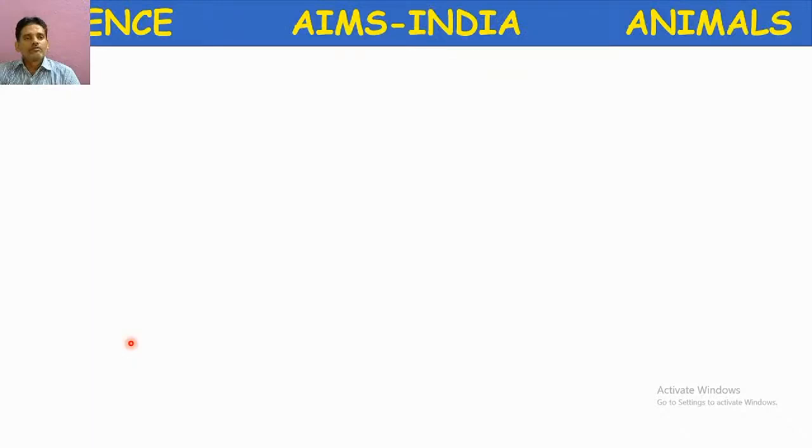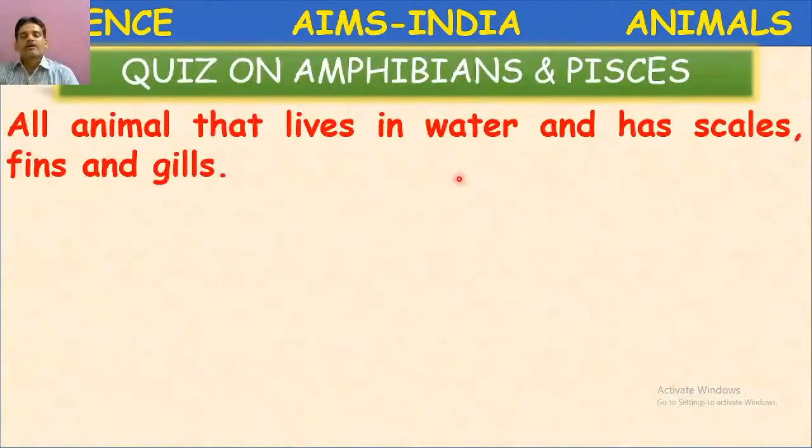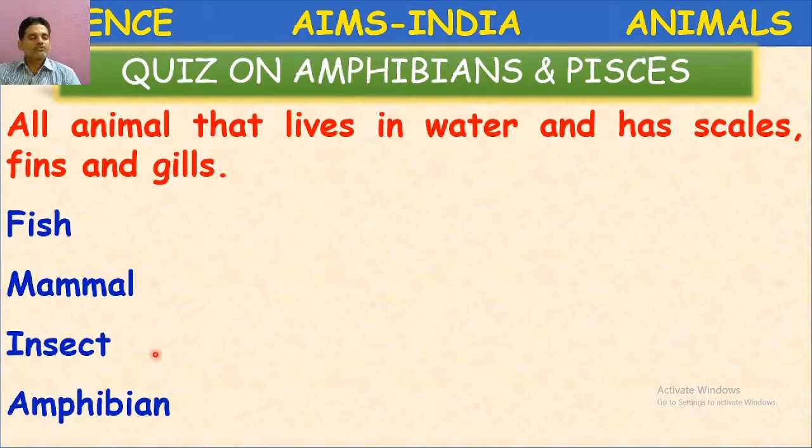All animals that live in water and have scales, fins and gills. What are those animals? Okay, among these four: fish, mammal, insect, amphibian. The animal which lives in water and has scales, fins and gills. Which one is correct? Very good. Fish. Fishes are those animals which live in water and have scales, fins and gills.